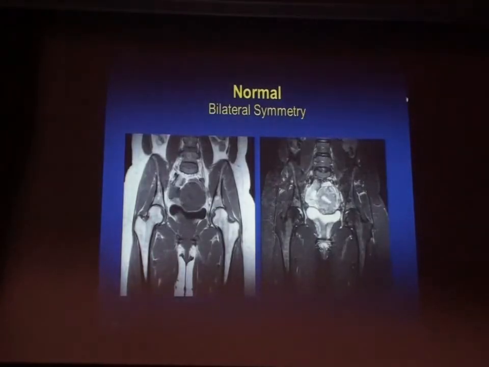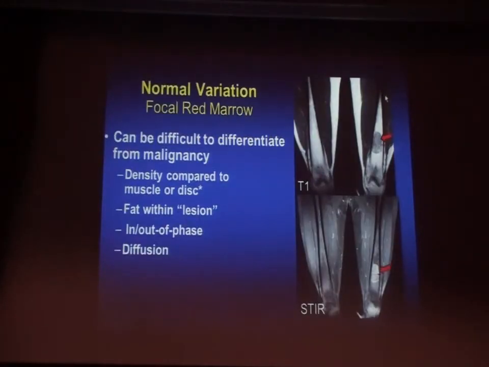The other thing that is typically a normal feature is that marrow tends to be symmetric from side to side. And that's a rule that's followed most of the time, except when there is an exception. And when there is an exception, you might have an area of focal red marrow in the bone that's not symmetric from side to side, and that can be very difficult to differentiate from malignancy. And so we're going to look at certain things.